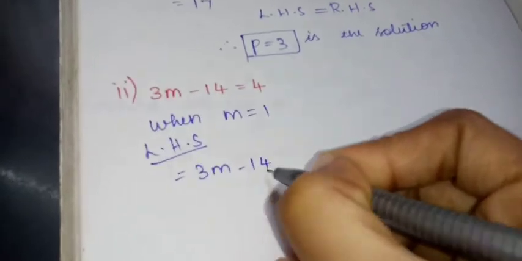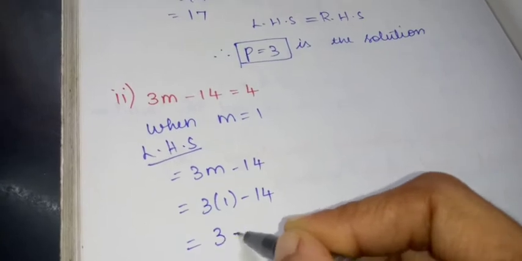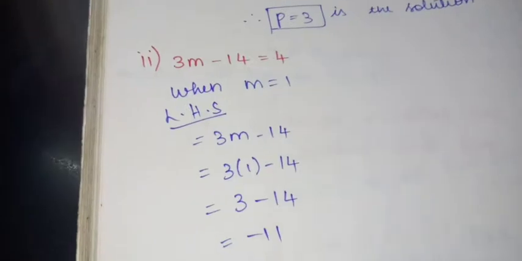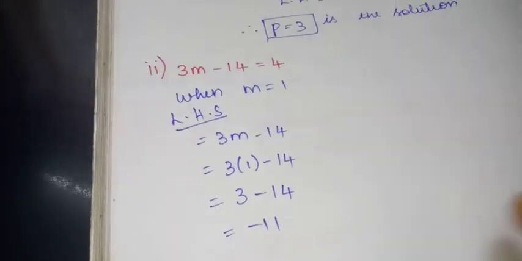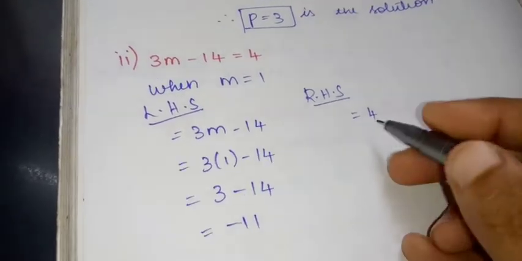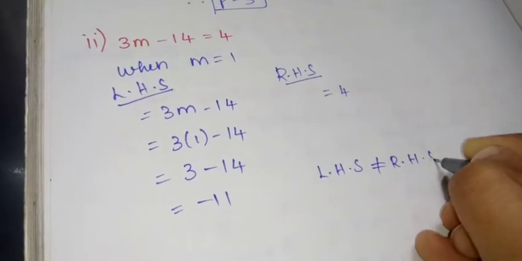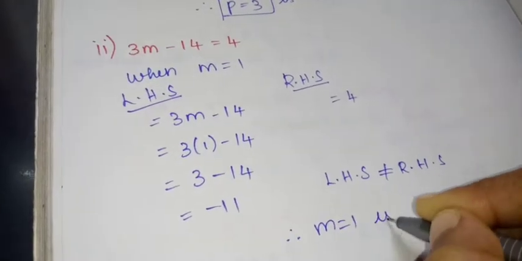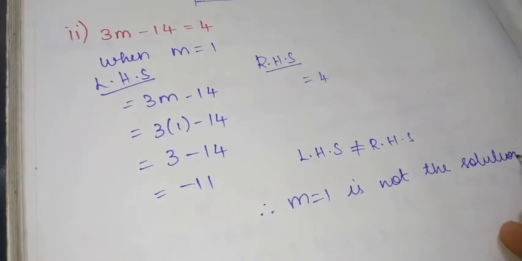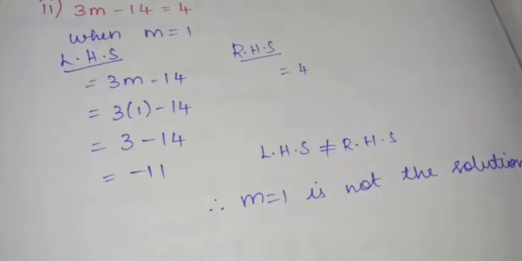3m minus 14. 3 into 1 minus 14. 3 ones are 3 minus 14. 3 minus 14 is what? Minus 11. RHS is what value? 4. So here LHS is not equal to RHS. Therefore, m is equal to 1 is not the solution. We have to proceed this until we get a correct answer.